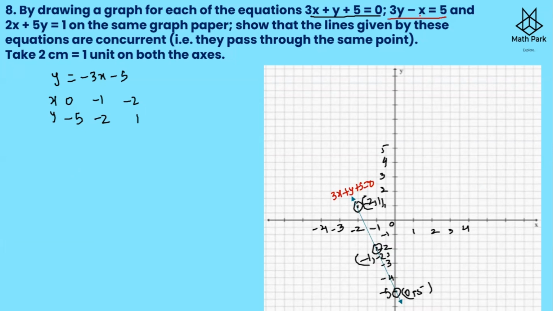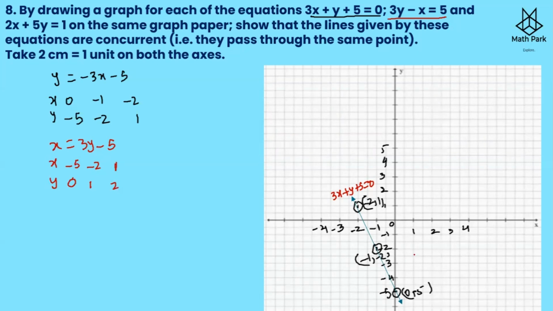So making x the subject, you get x is equal to 3y minus 5. So now let us create a table x and y. If y is equal to 0, x is equal to minus 5. If you put y is equal to 1, 3 times 1 is 3, 3 minus 5 is minus 2. If you put y is equal to 2, 3 2s are 6, 6 minus 5 is 1. So we got these 3 points.